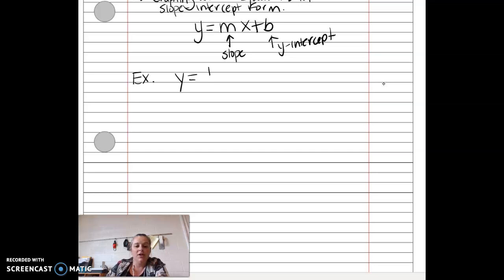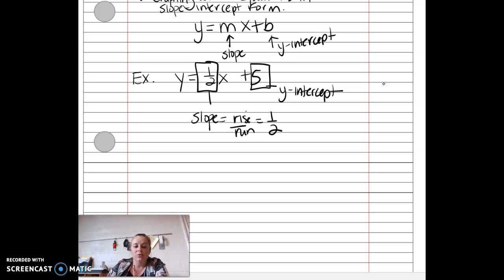So you have y equals 1/2 x plus 5. It tells you a lot of information. It tells you that your y-intercept is at 5. And it also tells you that your rate of change, your slope, your rise over run, is 1/2. So it's literally telling you how to graph this graph.